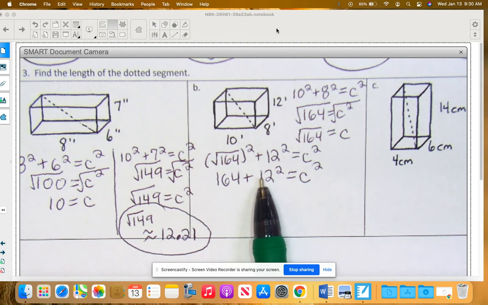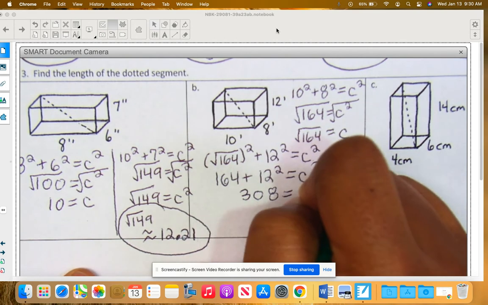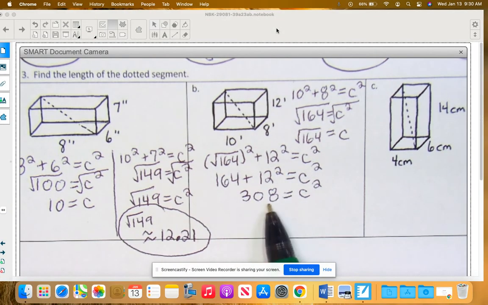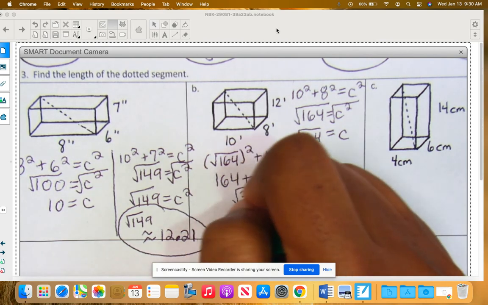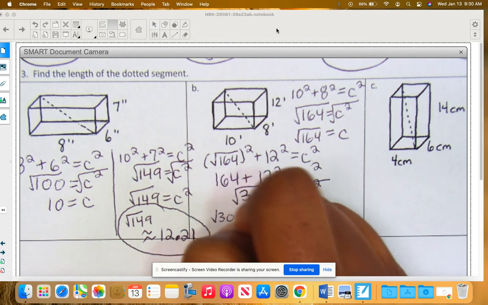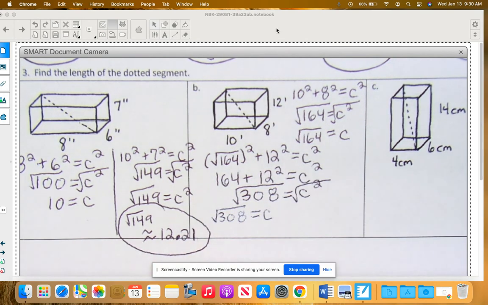Now I could do 164 plus 12 squared. I can type that in the calculator. I got 308 equals c squared. So 164 plus 12 squared gave me 308 equals c squared. Take the square root. And I got that the square root of 308 is equal to c. And of course, we've got to go through and do a factor tree for 308.